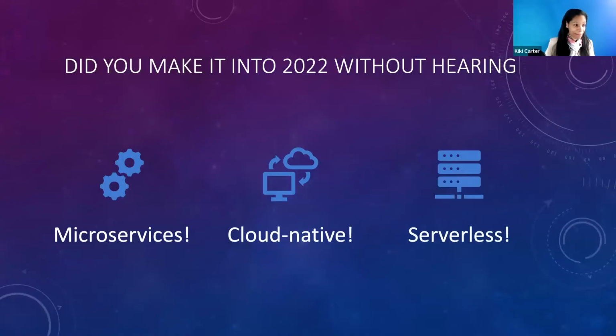So starting that, let's see. Could you possibly have made it into 2022 without hearing some of these buzzwords? We've got microservices. Someone's going to try to convince you that you need to do microservices, and not just regular old microservices. You need to do cloud native. They can't be regular microservices. They have to be cloud native microservices. And oh, by the way, you need to do this thing called serverless too. If you haven't heard this yet, then you're probably just really lucky. But chances are you've heard something along those lines. And there's a reason for it.